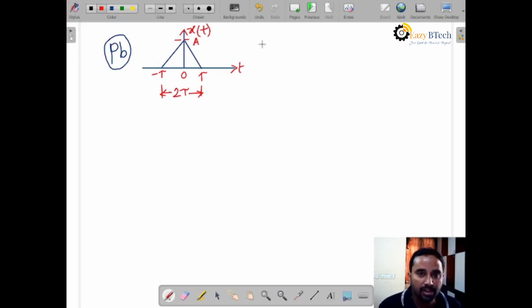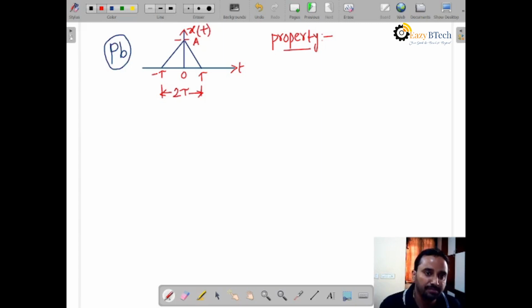So how to do the Fourier transform of this triangular pulse? Now I am going to use the differentiation property. That is the hint here. Normally you can also do it using the Fourier transform formula, but using the differentiation property the solution is easy. So now I'm going to differentiate this triangular pulse, that means d by dt of x of t.